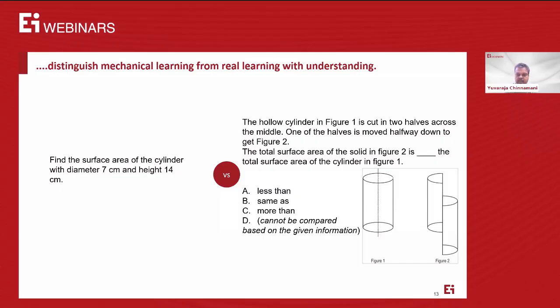On the right, this question asks them to reason. The cylinder is cut into two halves, and one half of the cylinder is shifted down. The student must recognize that no material was added or removed. Therefore, the total surface area remains the same, excluding any internal surface area now exposed. So the correct answer is 'same as', but it's surprising how many students don't say that. This question tests their spatial reasoning and conceptual grasp of what surface area means, not just how to substitute numbers into a formula.